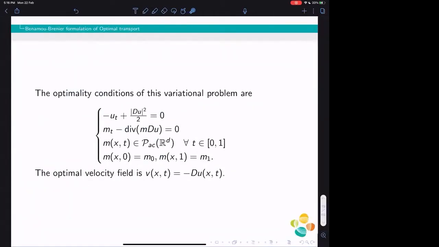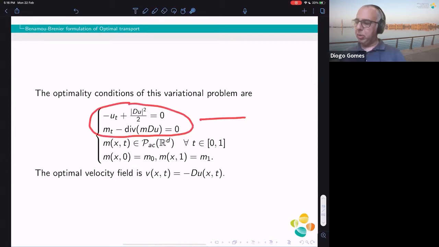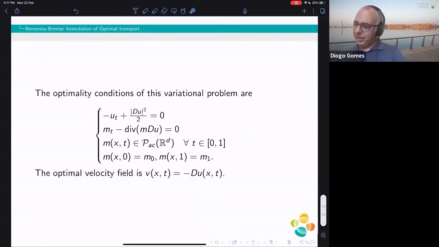Now, if you look at what are the optimality conditions for this variational problem, well, they are in fact a mean field game, except that there is no coupling between these two equations. So there the Hamilton-Jacobi equation and the Fokker-Planck equation, or the transport equation, are uncoupled, or it's not true. The Hamilton-Jacobi equation does not depend on M. Of course, this equation depends on M, but they have some triangular structure.